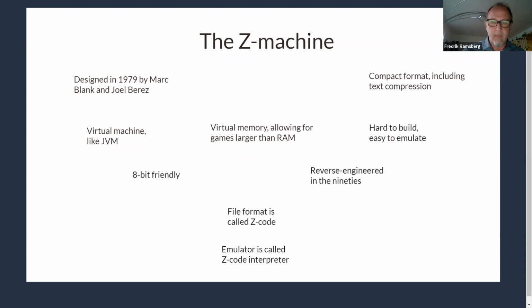The specification of the Z machine was reverse engineered in the 90s. And people started building their own interpreters and writing tools that could create Z machine files. The file format for this is called Z code, and an emulator for the Z machine is often called a Z code interpreter. And Ozmoo is one of those emulators.